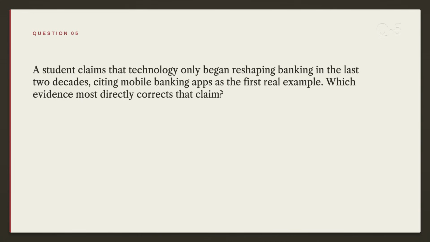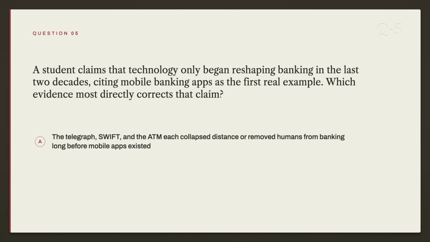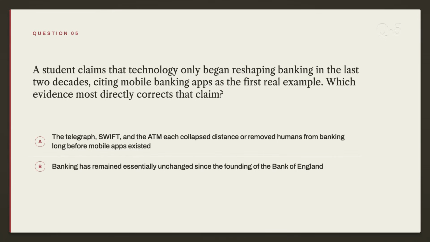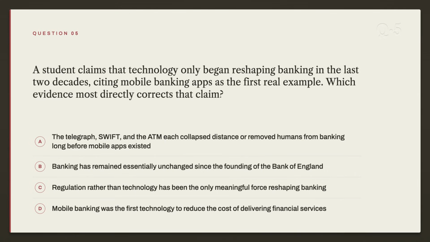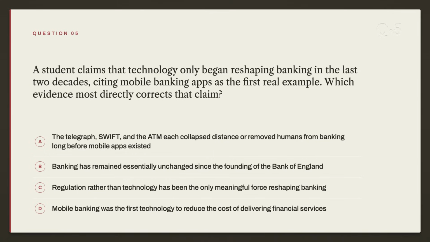Your options are A. The telegraph, SWIFT, and the ATM each collapsed distance or removed humans from banking long before mobile apps existed. B. Banking has remained essentially unchanged since the founding of the Bank of England. C. Regulation rather than technology has been the only meaningful force reshaping banking. D. Mobile banking was the first technology to reduce the cost of delivering financial services. Pick one. Trust your gut. Here's your chance to test yourself.